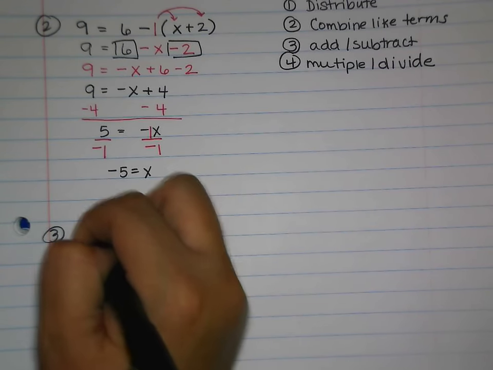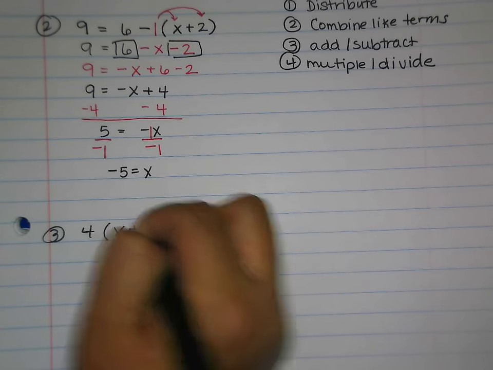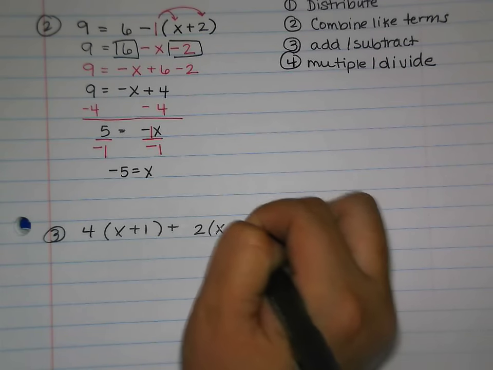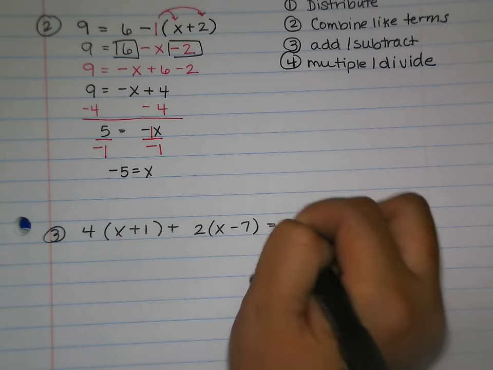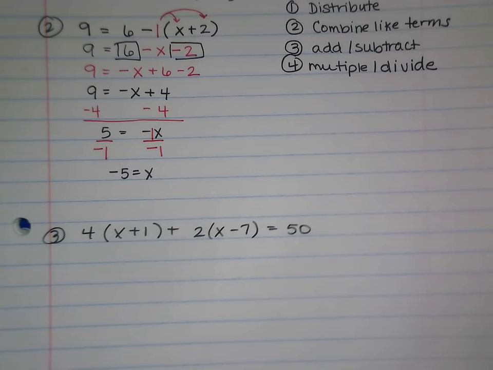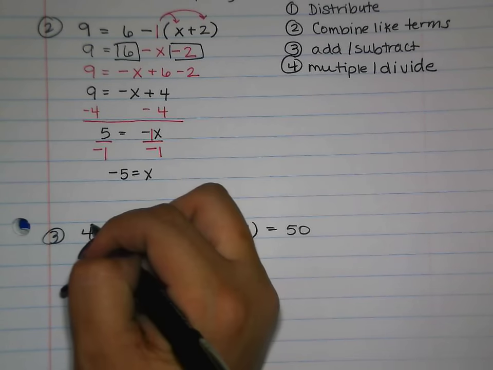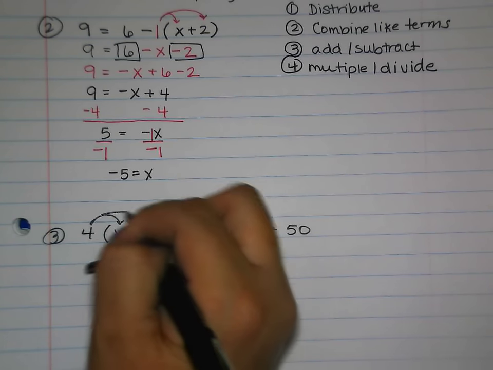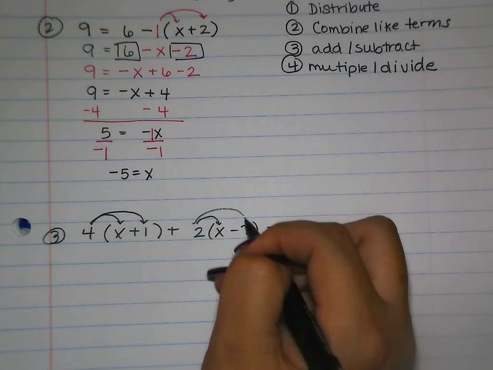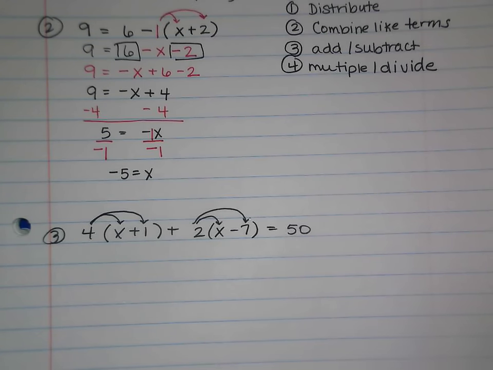So you have 4 times x plus 1 plus 2 times x minus 7 is equal to 50. Well, first of all, are there any fractions? No, so we don't have to deal with that. Next, we need to distribute. So we're going to distribute this 4 to both the terms inside the parentheses here, and this 2 needs to be distributed to both of the terms in here.